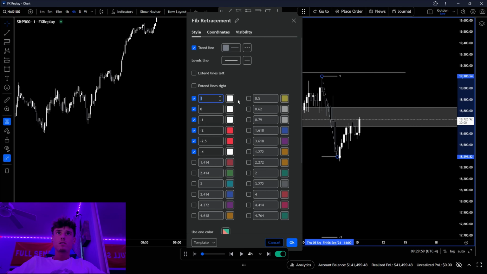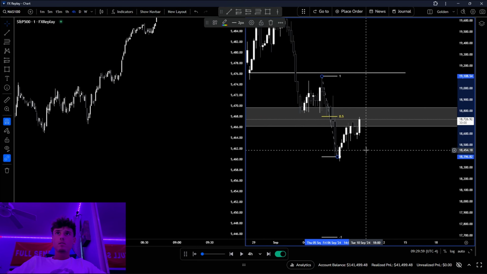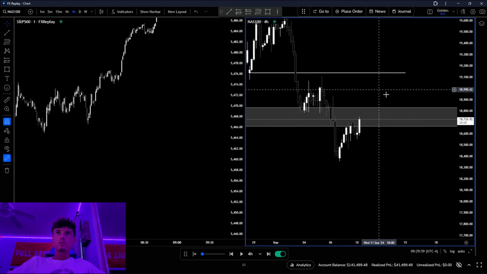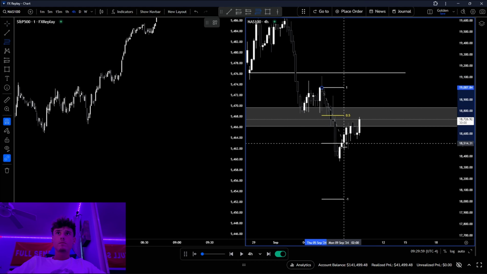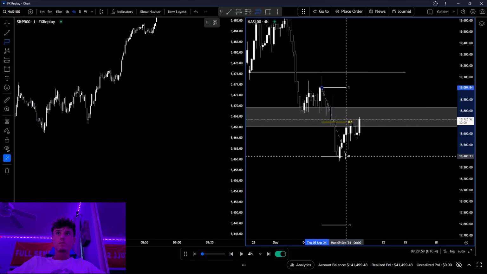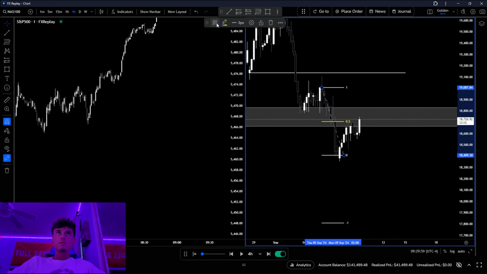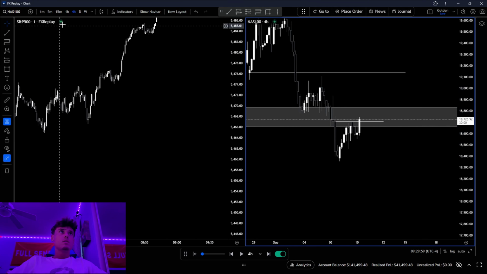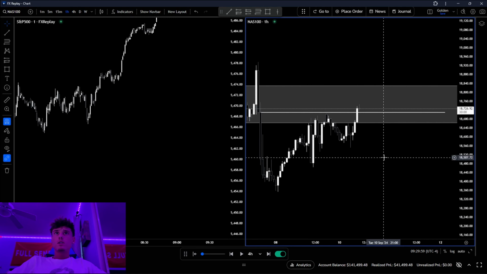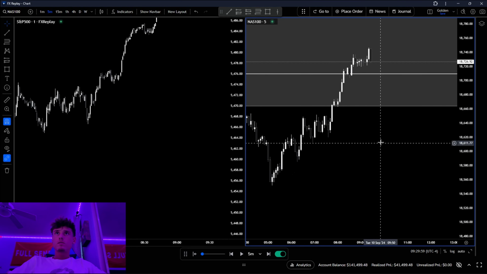I don't even have my settings. Okay, it's right at the manipulation leg, so that'll be a nice little rejection. Let me just mark that out actually. There we go. Okay, 1 hour, looks nice. Let's drop down to the 5 minute.